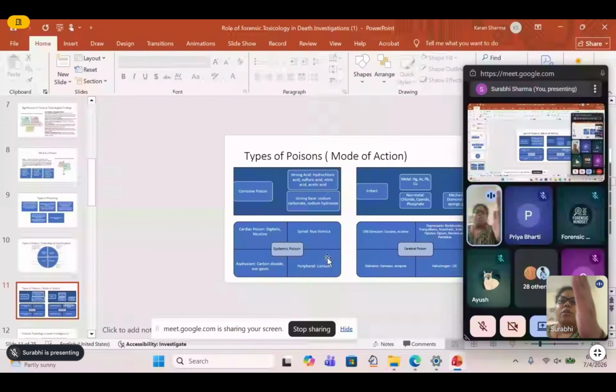I am talking about these poisons just to make you understand what all the categories are. I am going to talk about these poisons in detail tomorrow. I hope you have understood about the types of poisons.